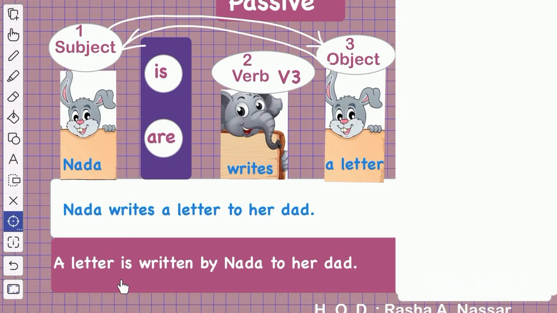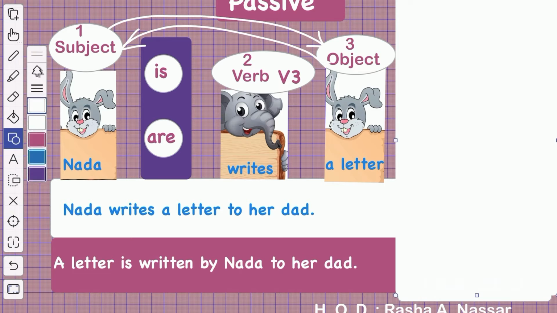step number 3 comes. What is step number 3? It is writing the V3 of the verb. So we will change writes into V3. What is V3 of write?